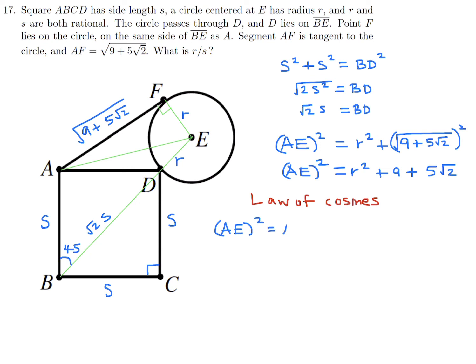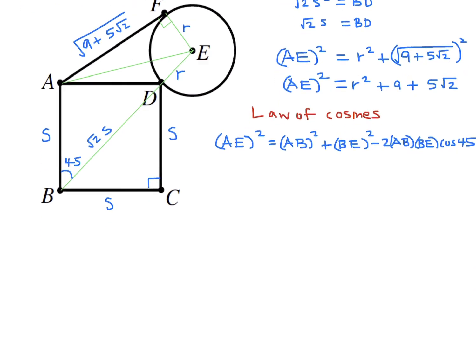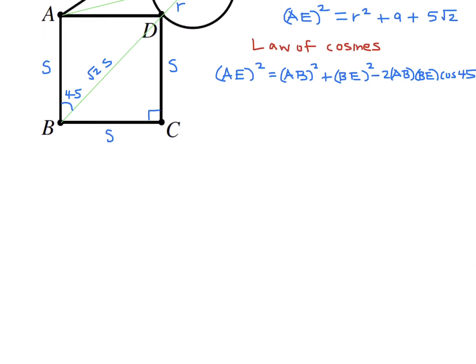AE squared is equal to AB squared plus BE squared minus 2 times AB times BE times cos of 45. So there you go. Okay, so we've done most of the work here. The good news is that we got two relationships for AE. We got AE equal to that and that. So because we have two, we set them equal to each other. So I'll do that down here.